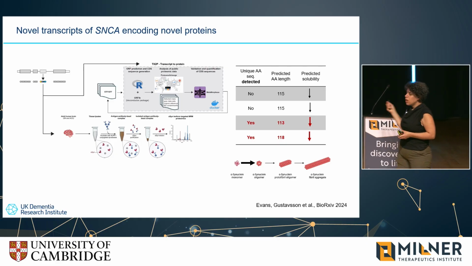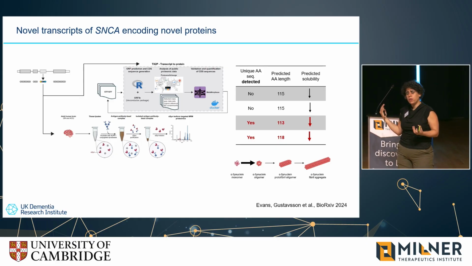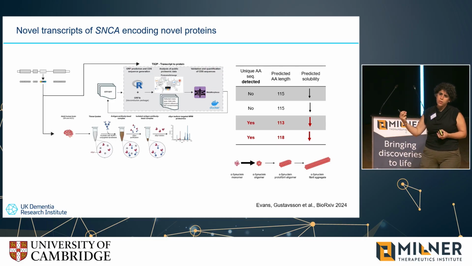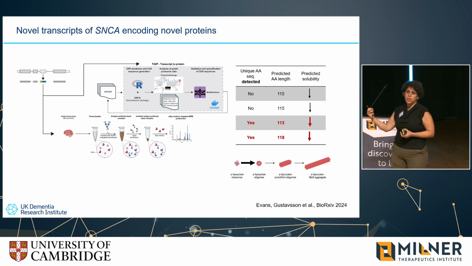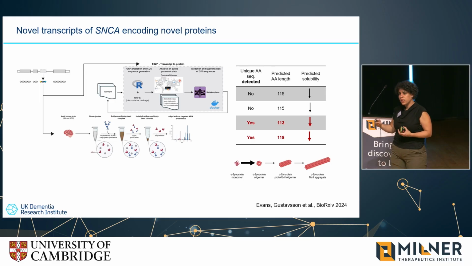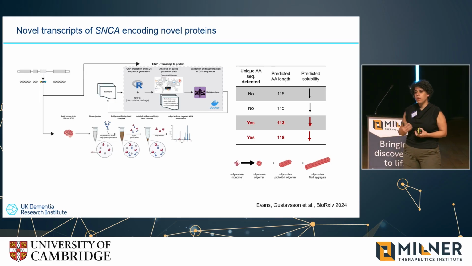Interestingly, those proteins would be predicted to have a much lower solubility, something that would be expected to impact on their aggregation. We also did pull downs using antibodies to select for synuclein from human postmortem brain tissue, both anterior cingulate gyrus and the substantia nigra, and again demonstrated that we had mass spectrometry peaks that would only be explained by these novel structures.